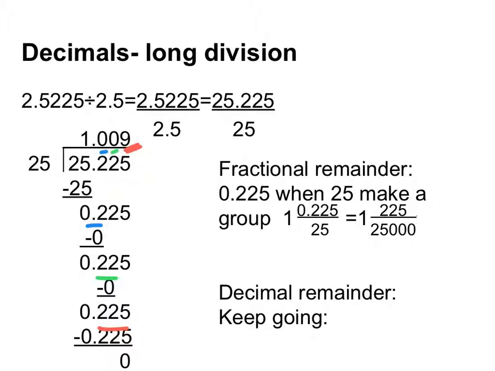Important things to note here: make sure that your decimal point is lined up, and make sure that you have zeros where zeros are needed. So going back to the original problem, 2.5225 divided by 2.5 is 1 and 9 thousandths.